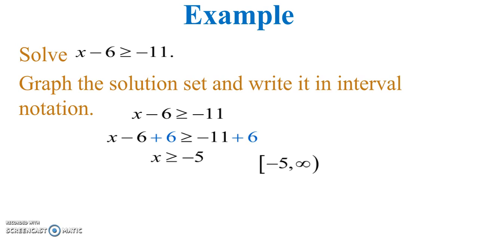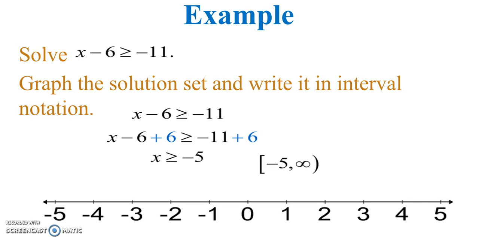Because it's greater than or equal to, that means I use a bracket, and my number is infinity to the right, because it's greater than negative 5, so it can be any number greater than negative 5. So I'm going to have my number line. I put my bracket, because it's an equal to, on the negative 5. That means I can hit negative 5 or do anything above negative 5, so I draw my arrow and I'm complete.